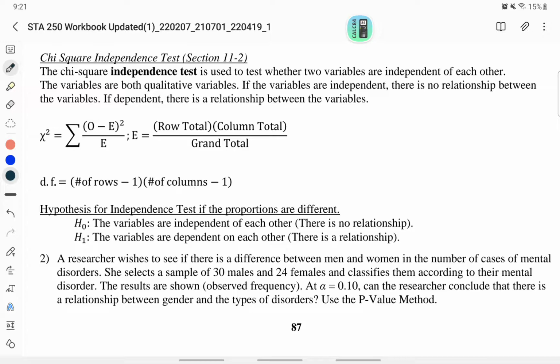And to find the degrees of freedom when you're performing a chi-square independence test, it is the number of rows you have minus 1 times the number of columns you have minus 1. So in this video, we're going to perform the p-value method, and we're going to be looking at hypotheses for independence test when the proportions are different. And then in the next video, we're going to be looking at when the proportions are said to be the same, but we're going to be using our traditional method.